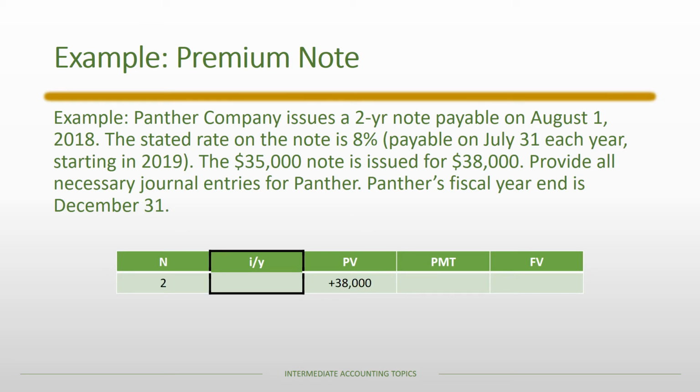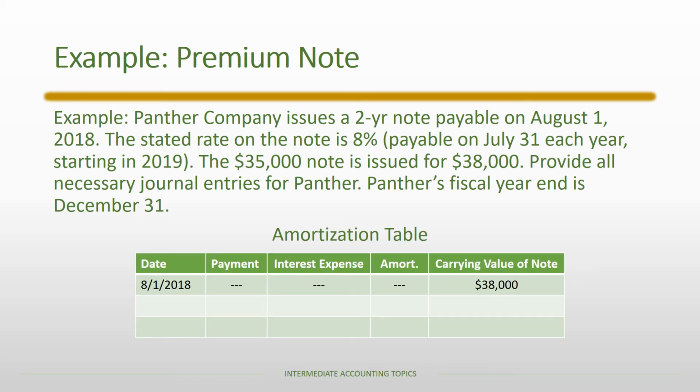We received $38,000. The contractual interest payments are $2,800, which again is 8% of $35,000. And the face value of the note is $35,000. From this information, we are able to calculate the implied discount rate of 3.4887%. We're going to use that information to create an amortization table.